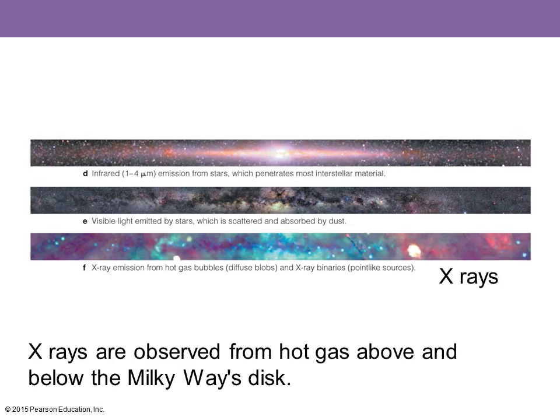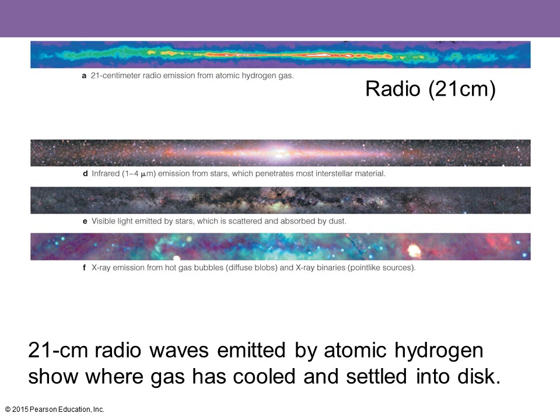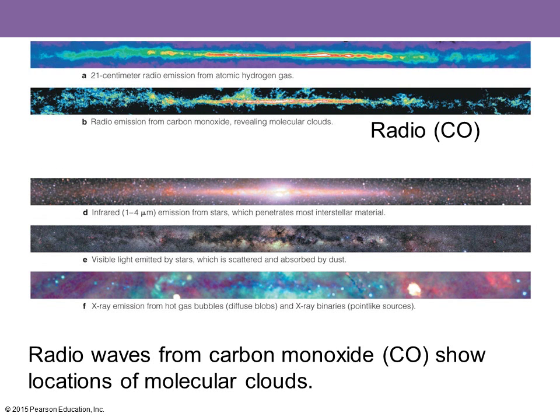Here's a view of X-ray emissions from the hot gases above and below the disk. Up at the top of the slide here are 21 centimeter radio waves emitted by hydrogen. So this is showing where the gas is cooled and settled into the disk. And radio waves from carbon monoxide, showing the locations of molecular clouds. So we get these multiple views depending on the wavelength of energy we're observing in our own galaxy.